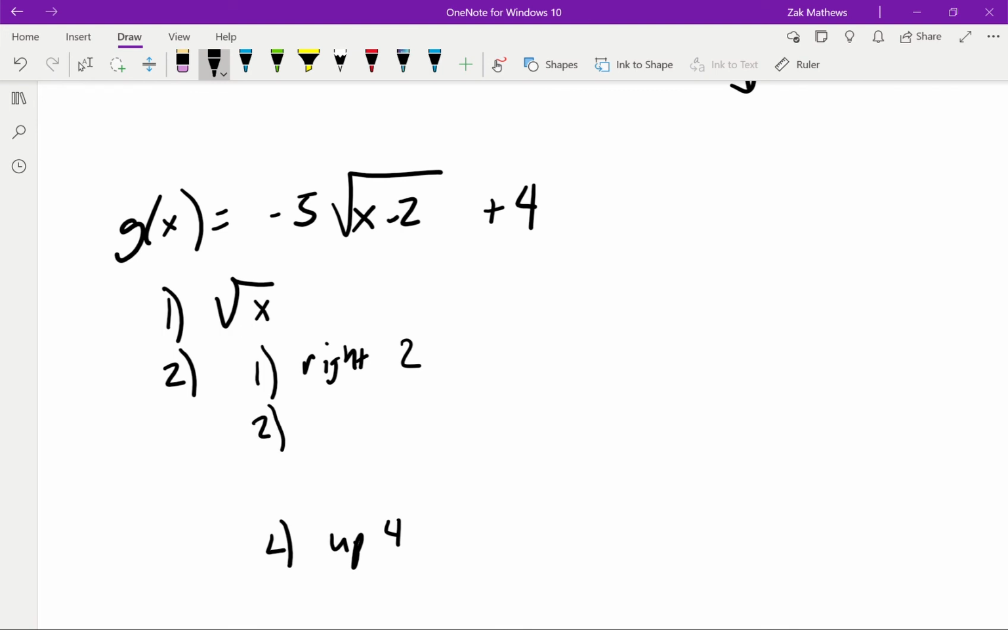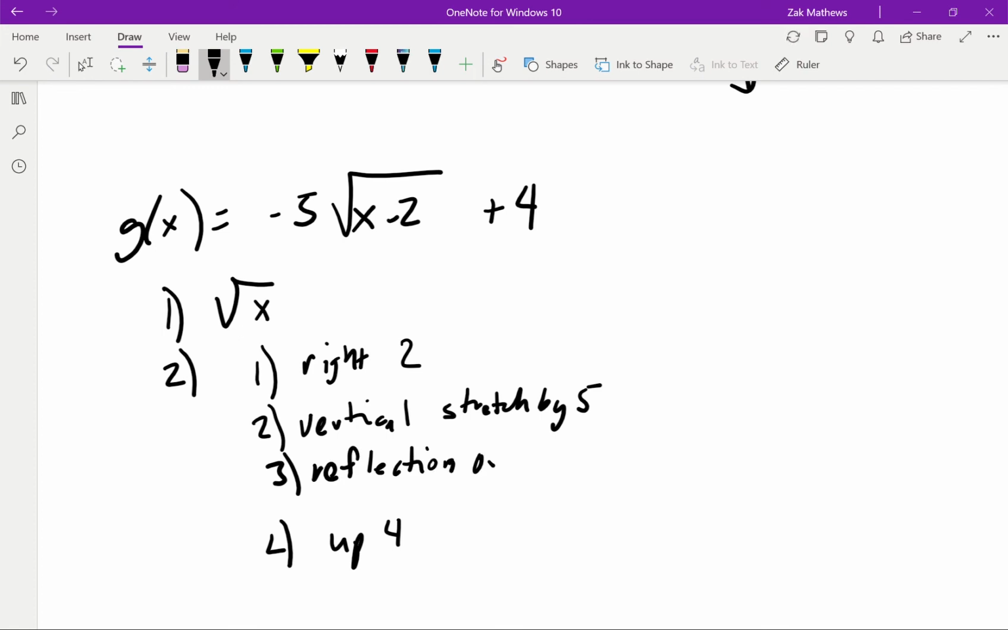Now let's work on the inner steps. Well, I see this -5 in front. Remember the 5, I'm going to ignore the negative on it. The 5 is telling me I have a vertical something or other, because it's on the outside. Because it is a 5 that is greater than 1, it's going to be a vertical stretch by 5. The negative is going to cause a reflection over the x-axis.